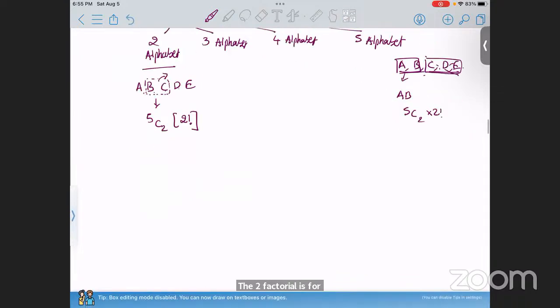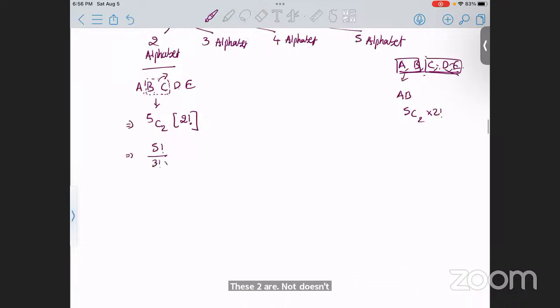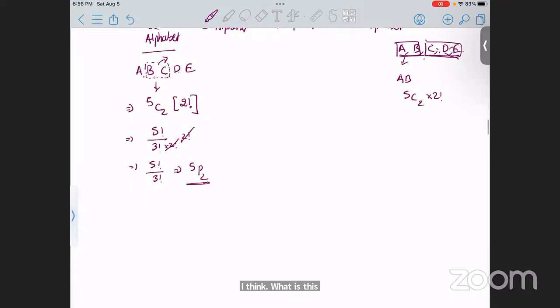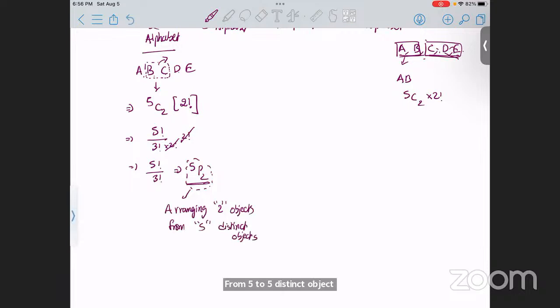Now listen to this carefully. What is this? 5 factorial by 3 factorial into 2 factorial into 2 factorial, that equals 5 factorial by 3 factorial. What is this? 5P2. Agree? What does 5P2 mean? We are arranging 2 objects from 5 distinct objects. This is what we are doing.